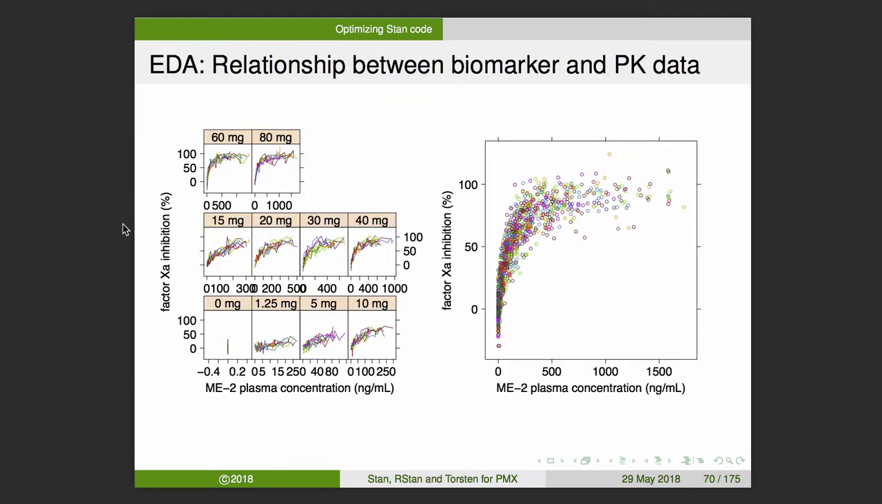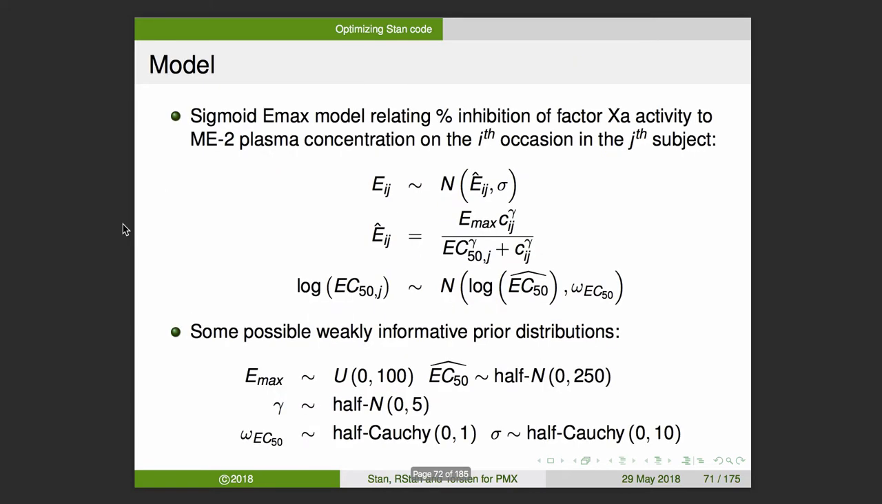So we're looking at data that, viewed on a per-individual basis, looks like this. If you lump them all together, they look like that. But keep in mind that each individual contributes multiple points to what you see over there. We're going to use a sigmoid Emax model, simple normal residual variability, and we're going to stick one random effect on here. We're just going to put it on EC50. I think these are more or less the same priors we used before, so that's not the interesting part in this.